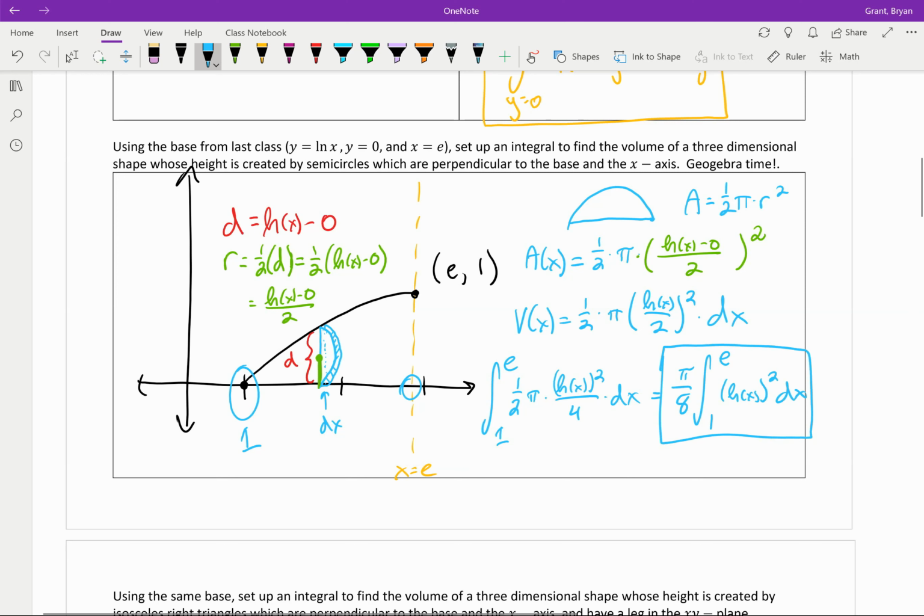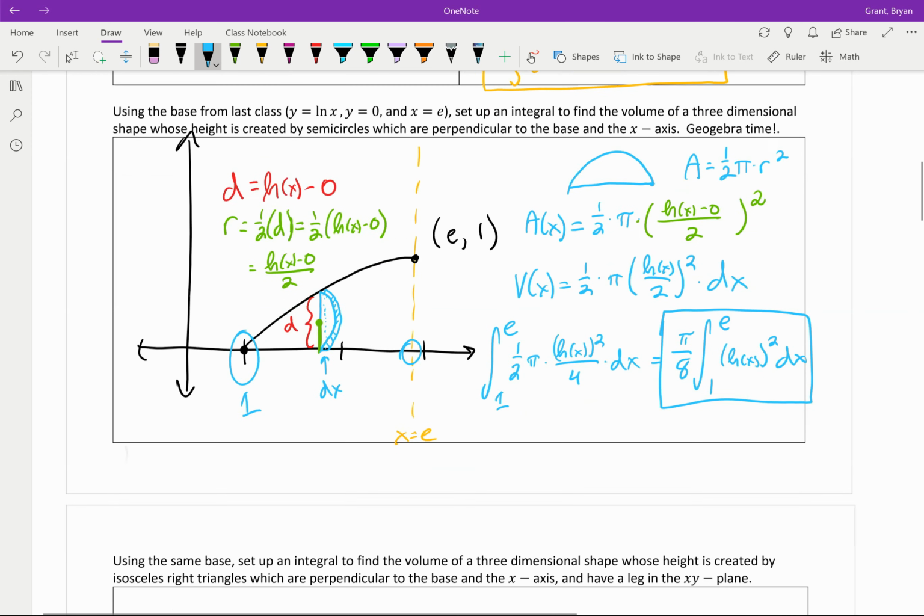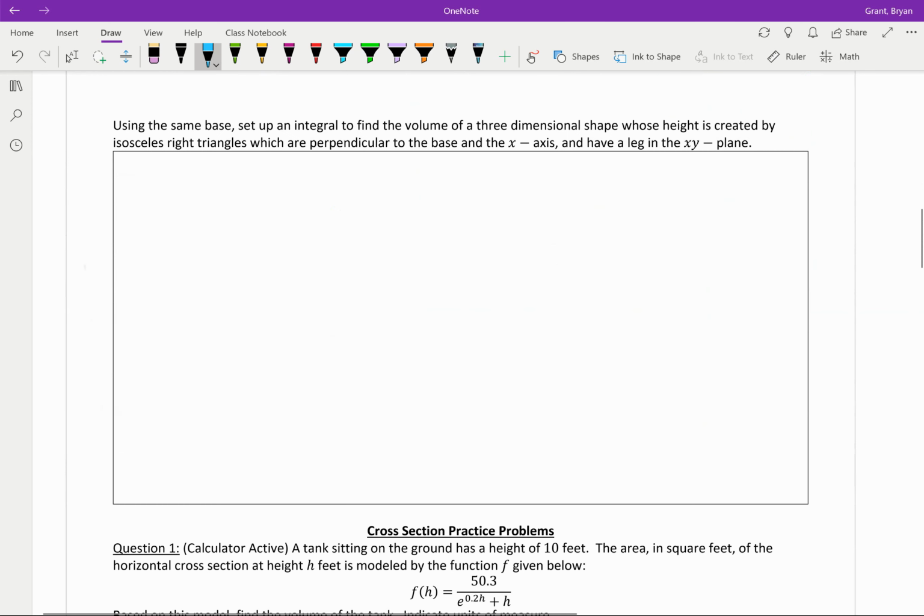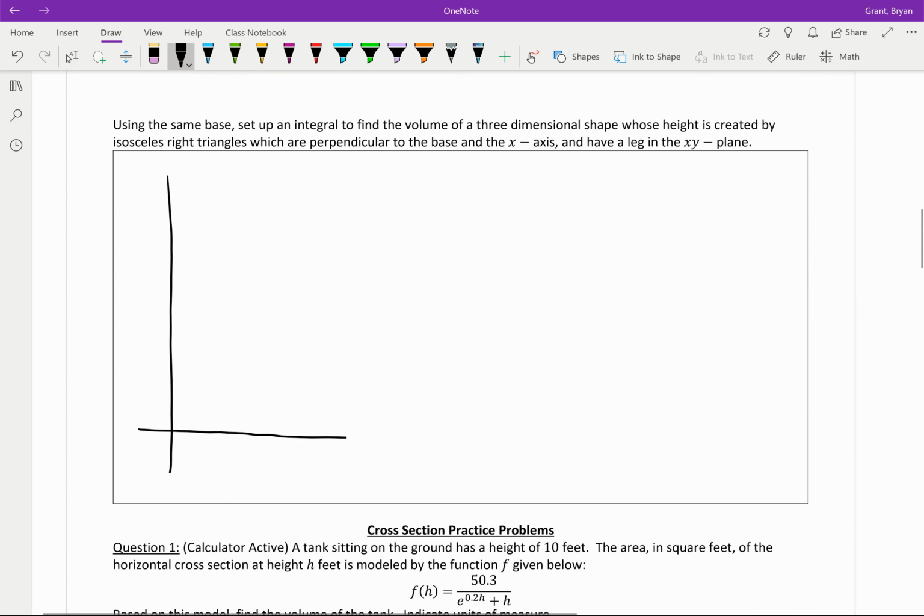Okay, we have one more problem and you're done with this video, and then you're moving on to the practice and then the second video if you need it. So, last one. Same base again. Yes, we're crushing this. We're getting really good at drawing natural log, drawing x equals e, drawing actual parallel lines to an axis instead of weird curvy ones.